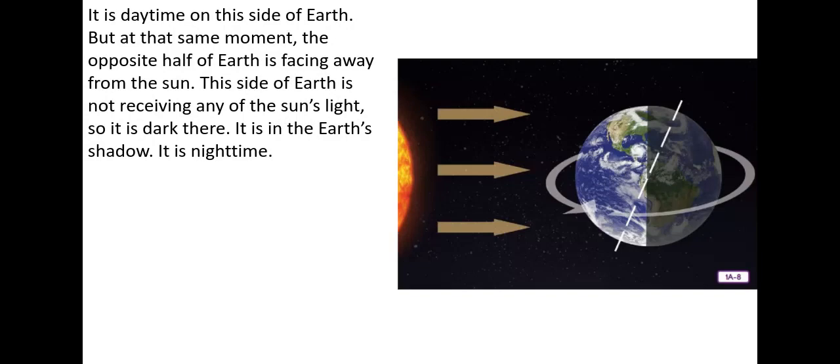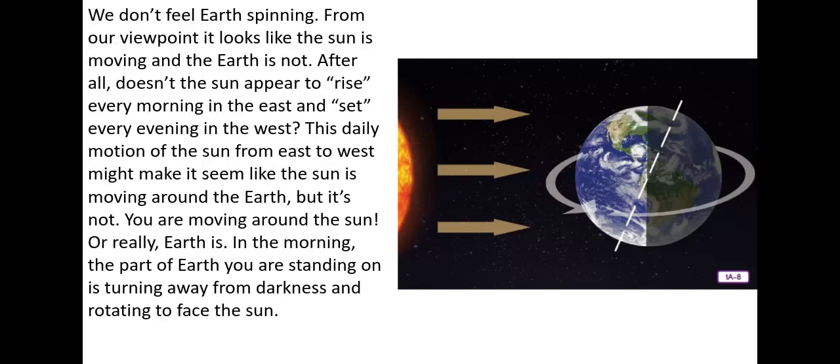So what time of day would that be? This side of Earth is not receiving any of the sun's light, so it is dark there. It is in the Earth's shadow. It is nighttime. We don't feel Earth spinning. From our viewpoint, it looks like the sun is moving and the Earth is not. After all, doesn't the sun appear to rise every morning in the east and set every evening in the west?